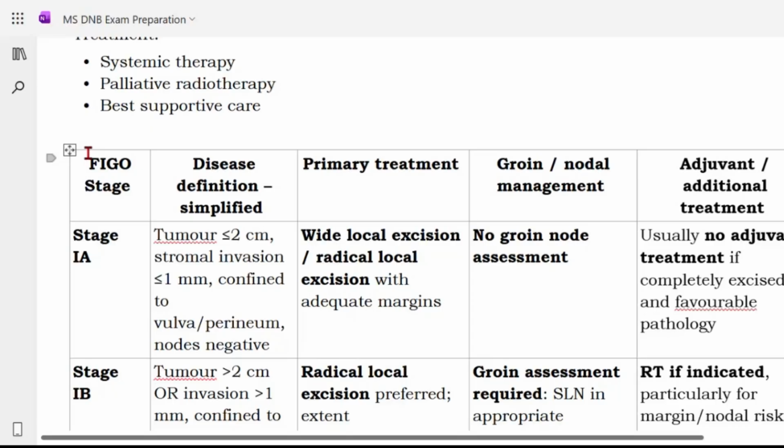Now, what are the stage 1A criteria? Lesion size less than or equal to 2 centimeters, and depth of invasion less than or equal to 1 millimeter. Both should be present. Okay, so that is stage 1A. And nodes are negative.